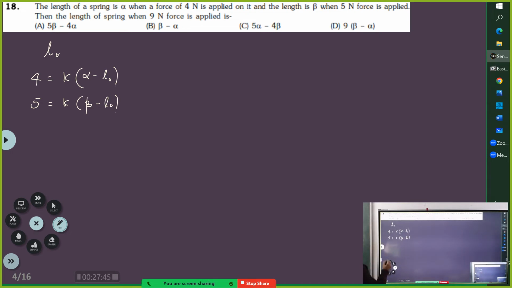Okay. Then they are asking here, 9 newtons is equal to K into, you take it as gamma minus L. So they want to find out gamma now, as a function of alpha and beta. That's what we have to do. And K should get eliminated. I think you cannot do this directly, it needs a bit of manipulation.